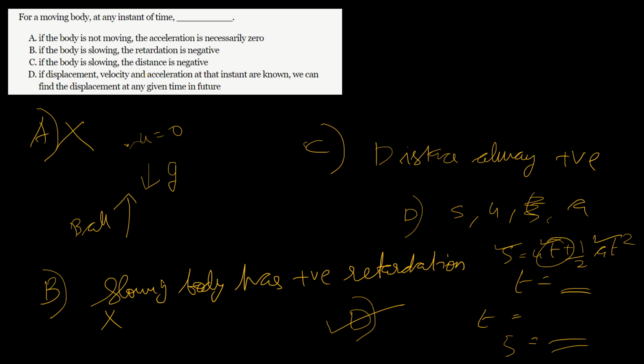So by knowing u, a and s at any instant, like t equal to 0, we can determine x, that is displacement at any time t. These are all theory questions. Just understand the concept, that's enough. Next question is a very good question.